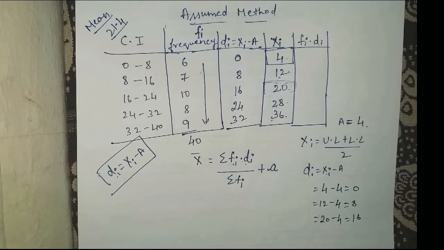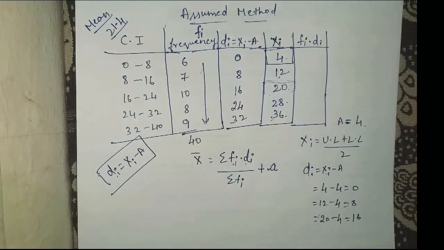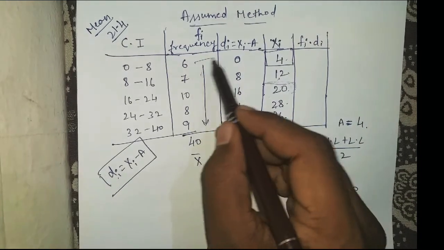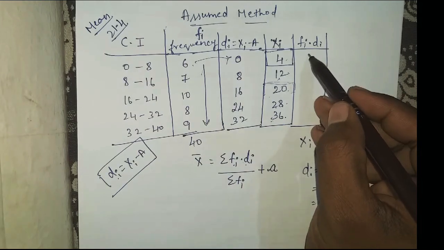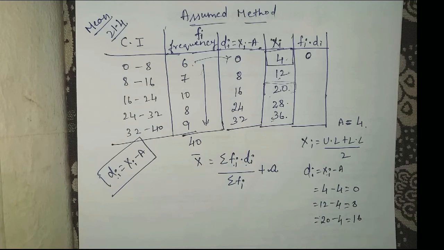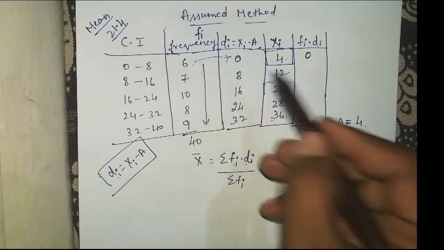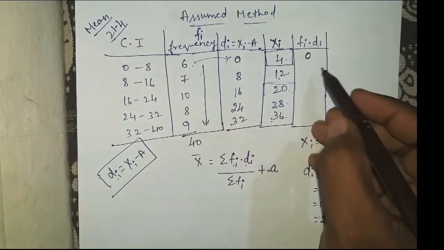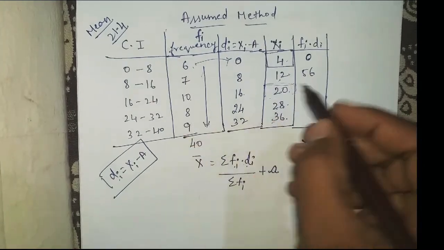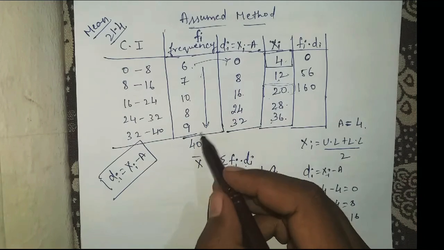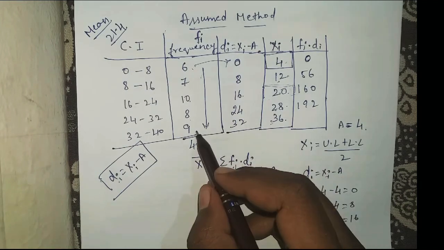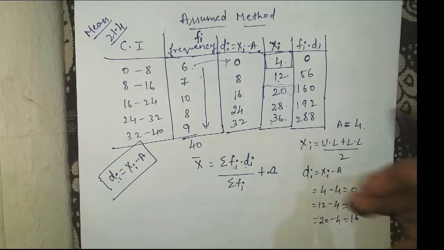So once I put fi into di, what is the sign? It is multiplication, so I need to multiply f into d. Where is f? Here is f and here is the d value. So 6 zeros are 0. Next multiply 7 and 8, 7 8s are 56. Next multiply 10 and 16 is 160. Next multiply 8 and 24 is 192. Multiply 32 into 9, 288.